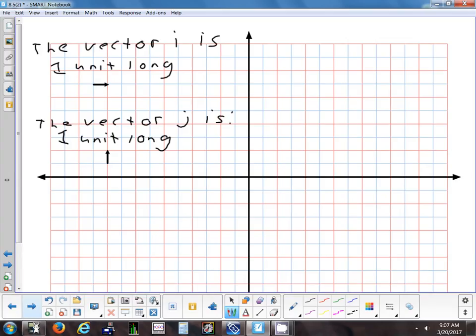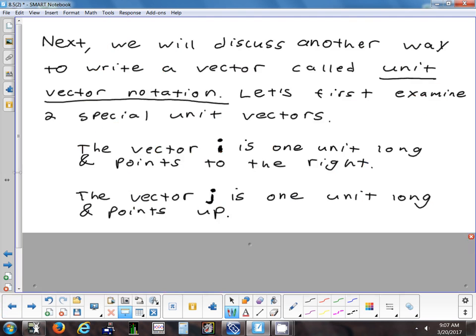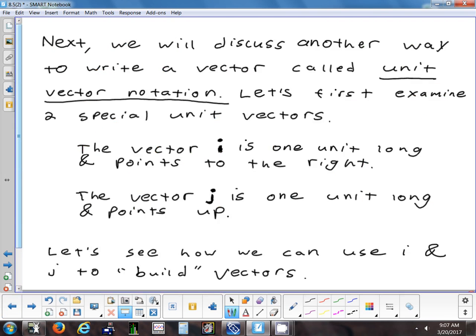So what I want to do is take those two unit vectors and think about stacking them together. I can make multiple copies of them too, and stack them together to build a vector.